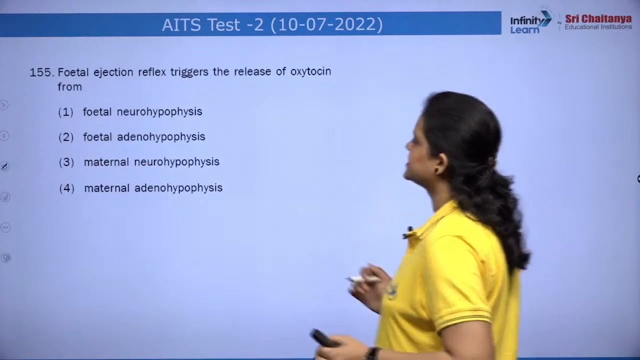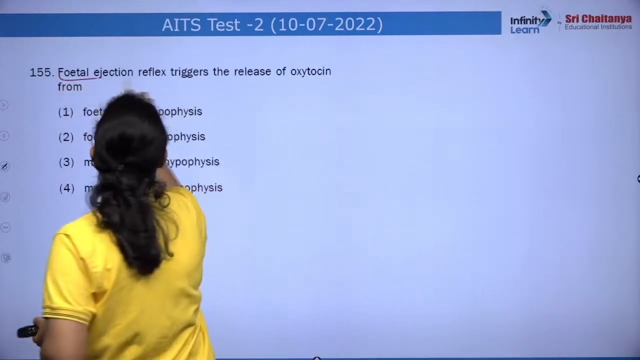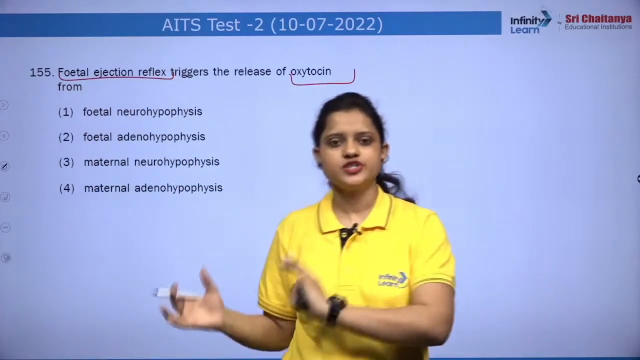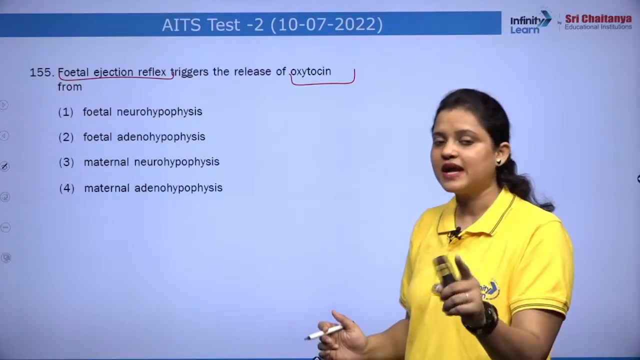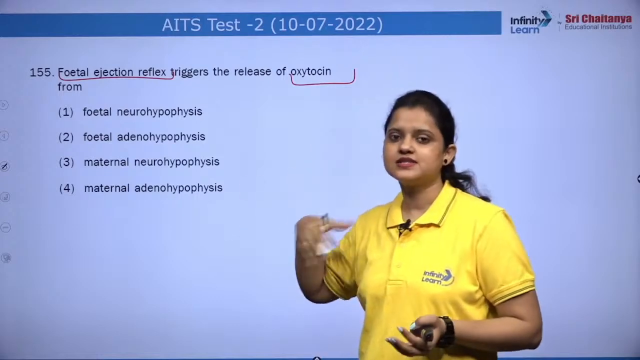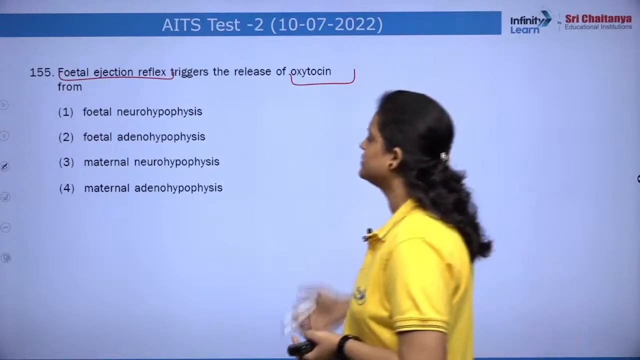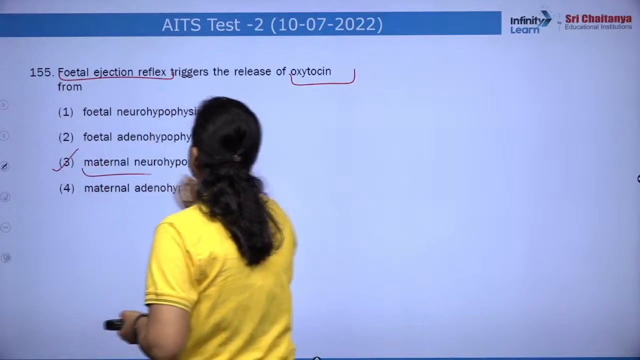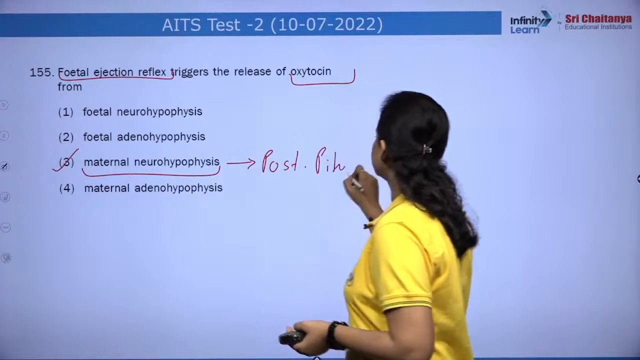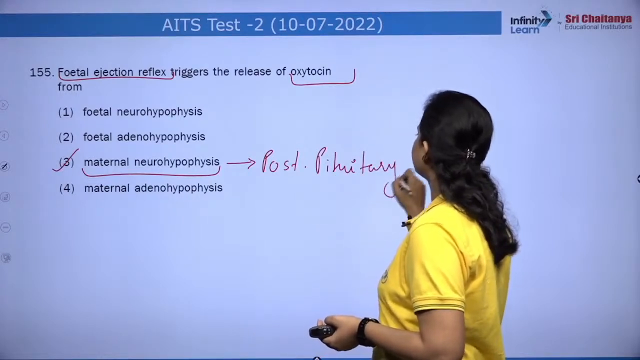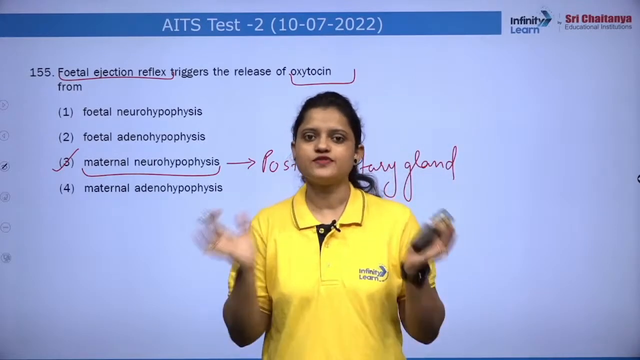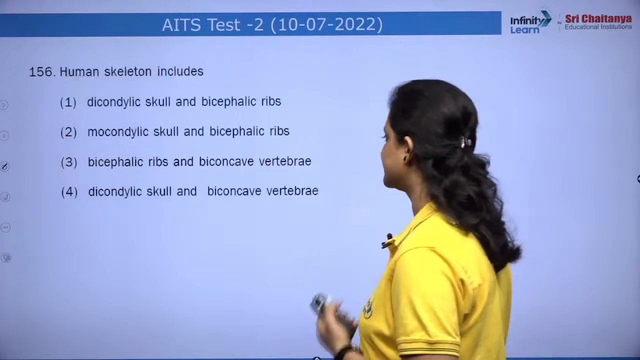Let's see the next question, dear students. Fetal ejection reflex triggers the release of oxytocin from? We know that parturition is due to oxytocin released by the maternal pituitary gland, and this pituitary gland is the neurohypophysis or the posterior pituitary gland. So the maternal neurohypophysis, that is the posterior pituitary gland in the mother, will release oxytocin for contraction of smooth muscles that will lead to parturition.